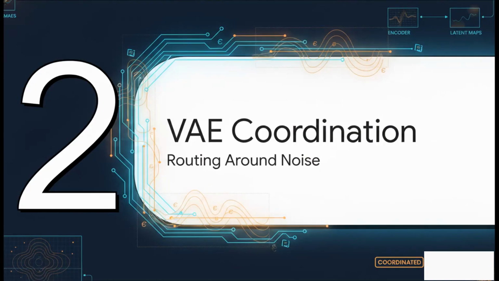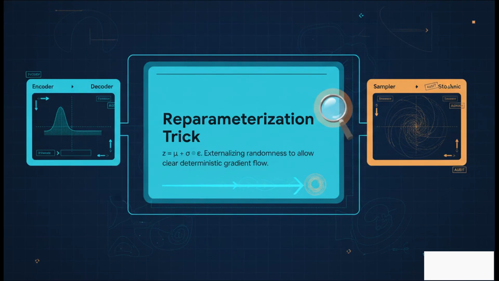Which brings us to part 2, the VAE coordination mechanism. Because injecting random noise into a delicate learning pipeline sounds like a complete recipe for disaster. So how does the system handle this without breaking? Well, it uses a brilliant bypass mechanism. This is the reparameterization trick.